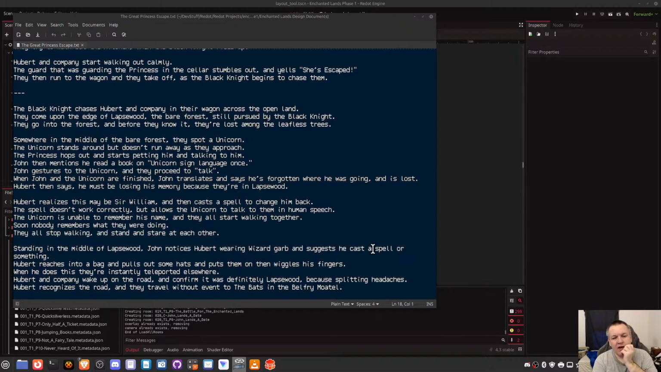I think eventually I'll have to have some paths through Lapswood that are actual places you can walk to, like the road to Batson Belfry Motel. It won't be a road to it, but it'll be a road that puts them on their way to it. So I'll have to start thinking about roads and stuff eventually.